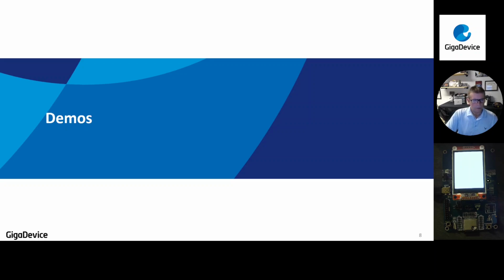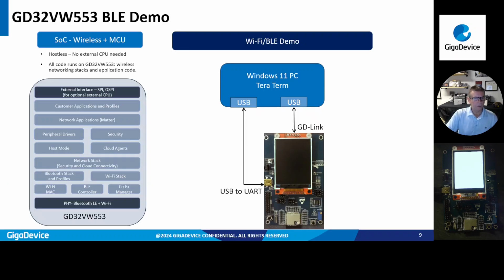Today's demo will show the 553 running in SoC mode. We're going to run a BLE demo, an iBeacon demo. The development system will be connected to the 553 eval kit via GD-Link. That's how we're going to download the software to configure the device. And then we're going to actually print back out from the UART to a terminal window.